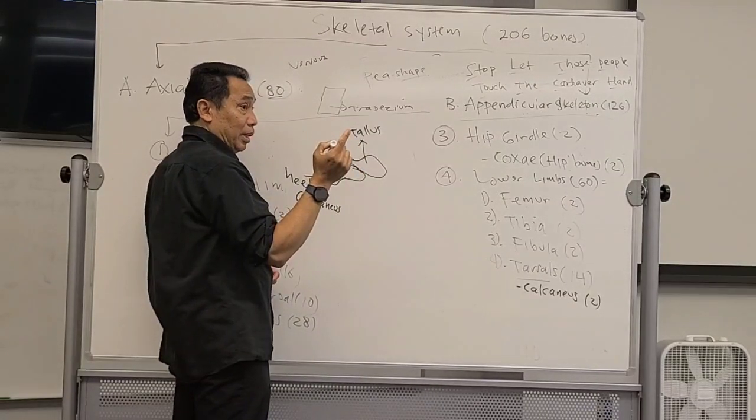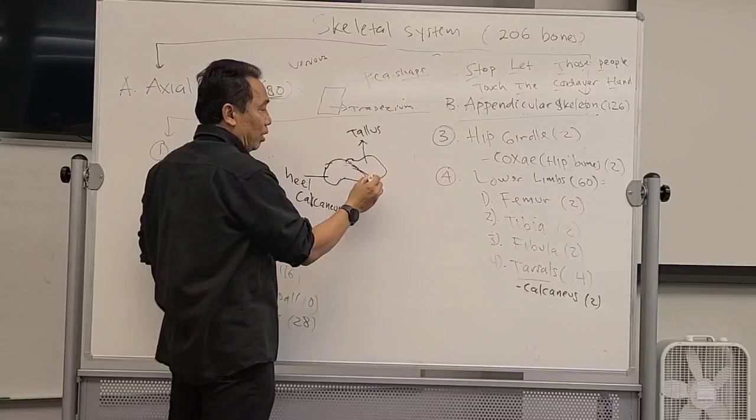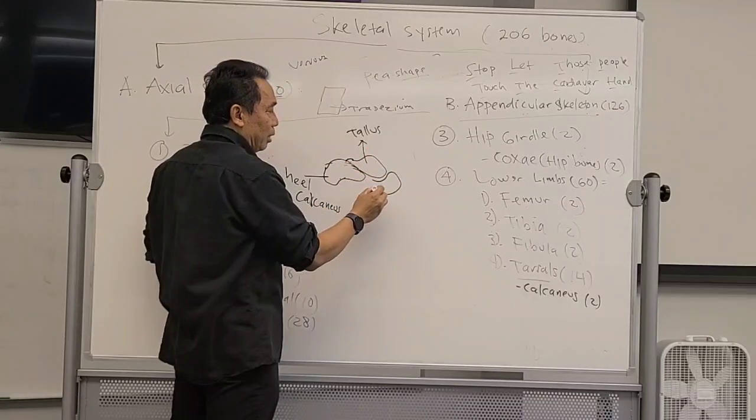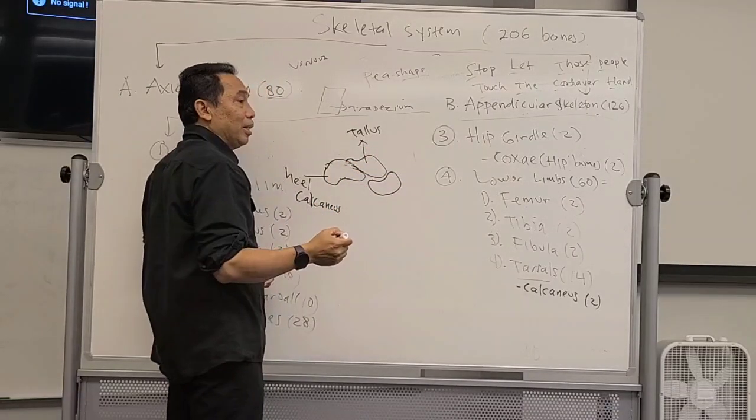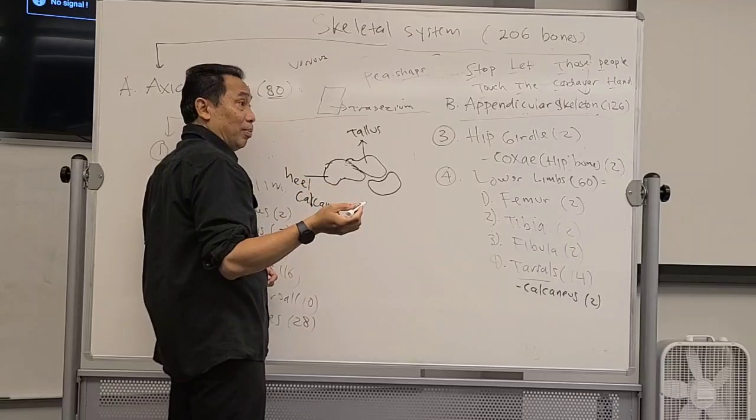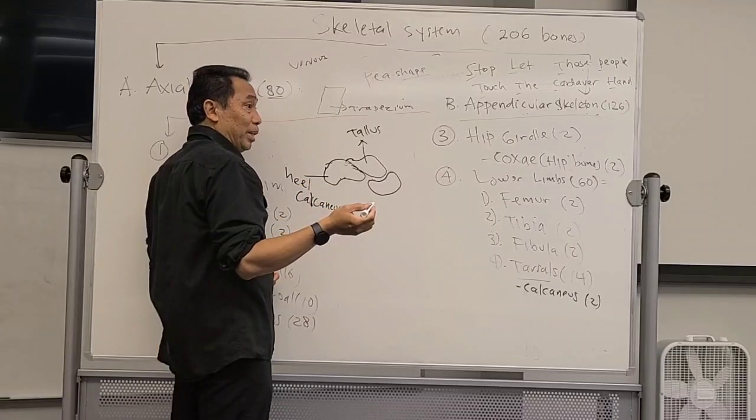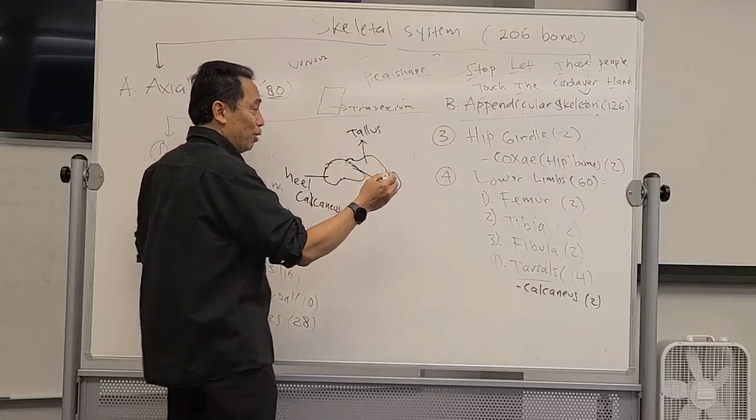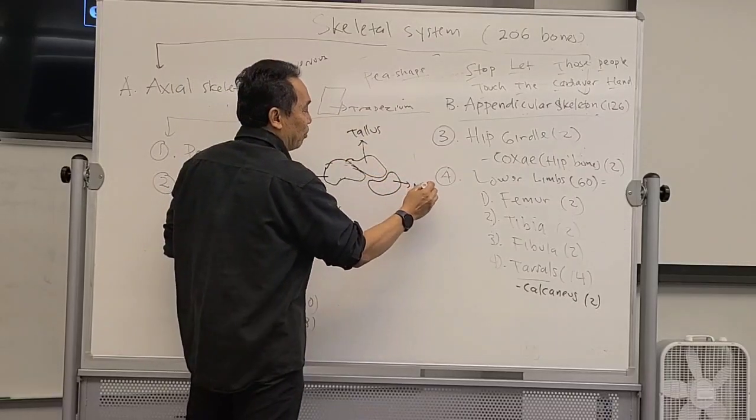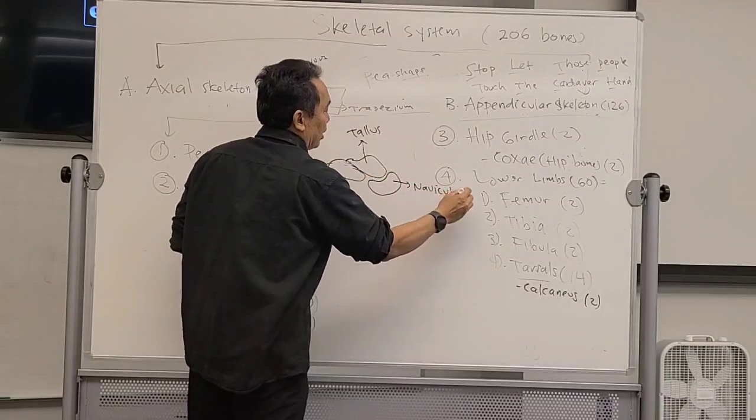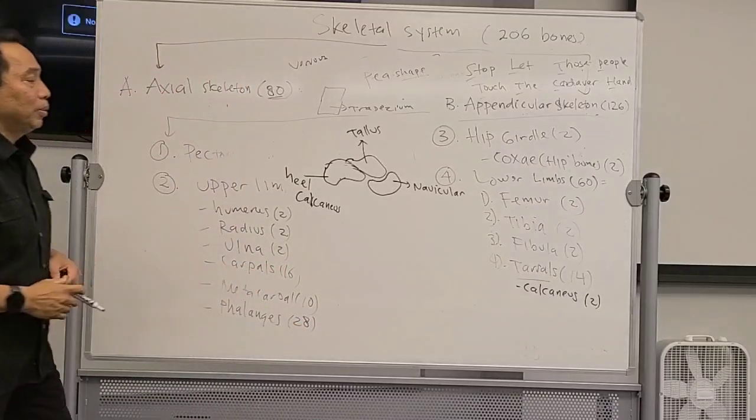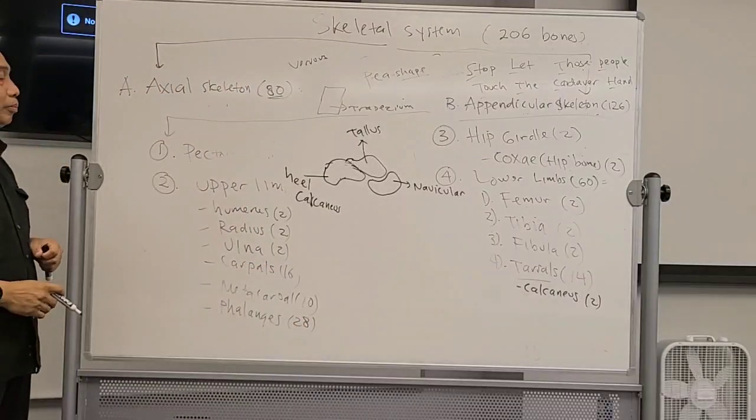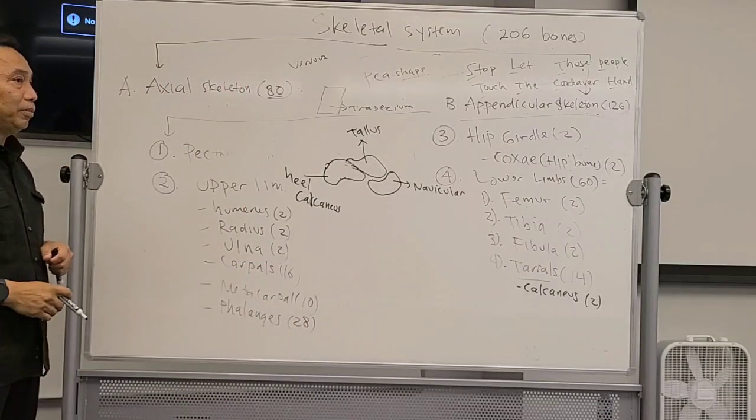Got it? Now under the talus, you have a bone that looks like a boat shape. Navi, remember Navi is for someone in the boat, yeah? So it's going to be navicular. Navicular, boat. Do you follow this?